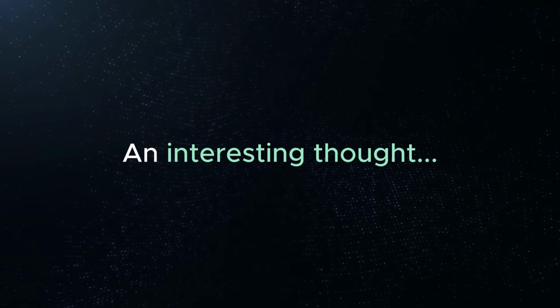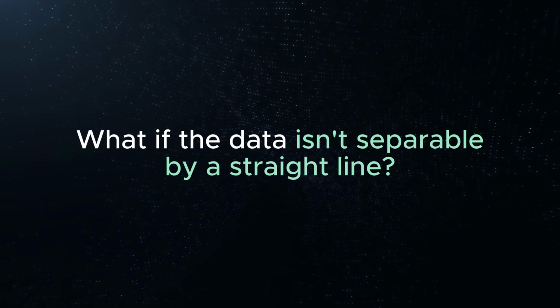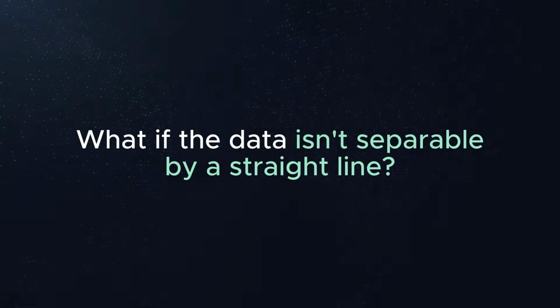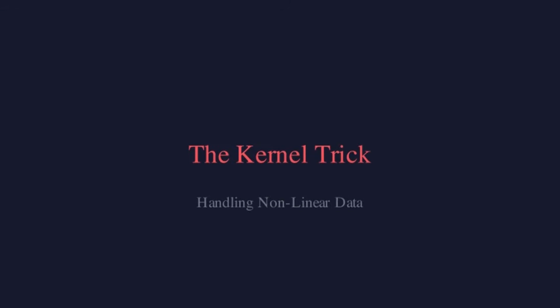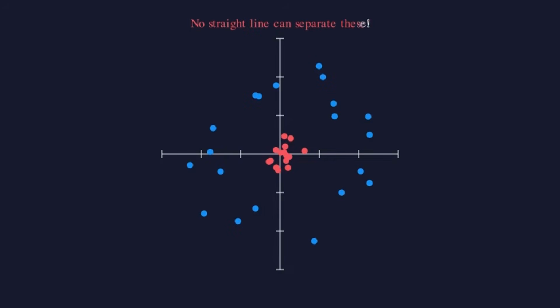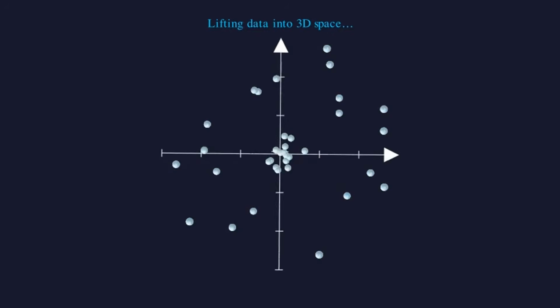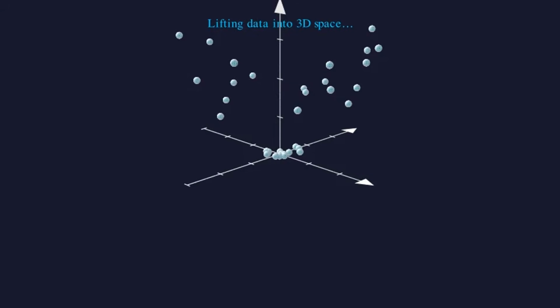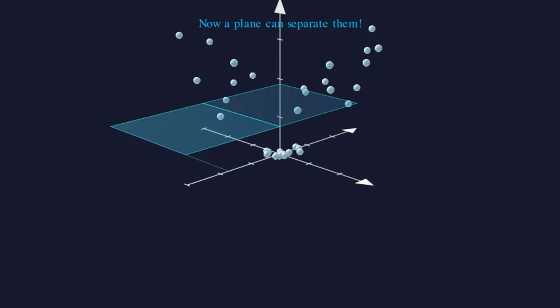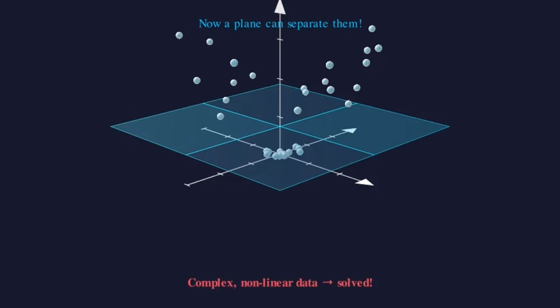Now here's where it gets interesting. What if the data isn't separable by a straight line? Support vector machines solve this by using something called a kernel trick, which basically transforms the data into a higher dimension where it suddenly does become separable. You can think of it like lifting dots off a flat table into 3D space, so a flat plane can now separate them perfectly. That's what allows support vector machines to handle more complex, nonlinear data.